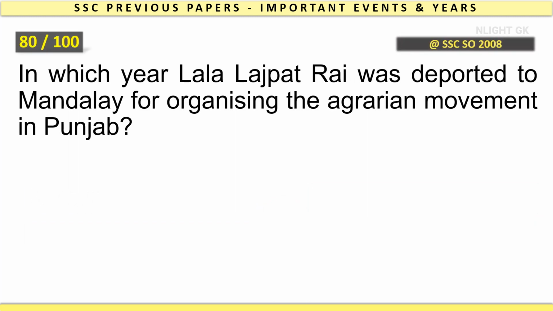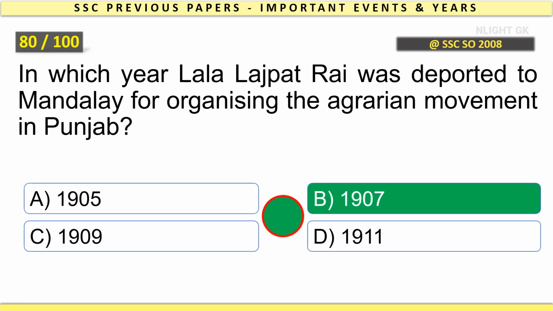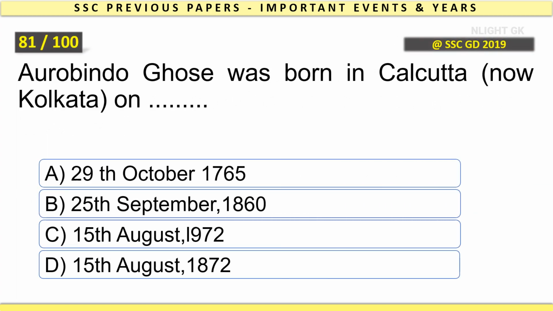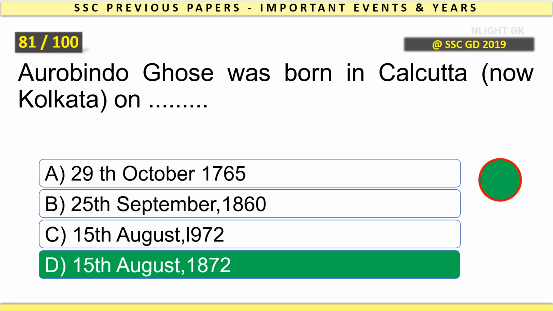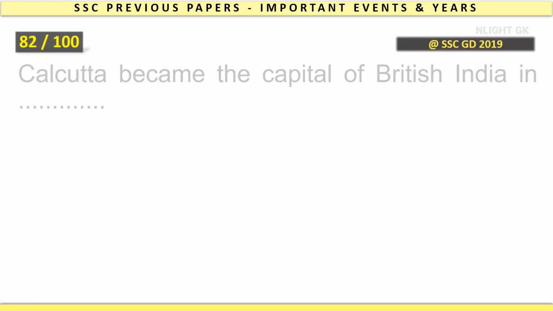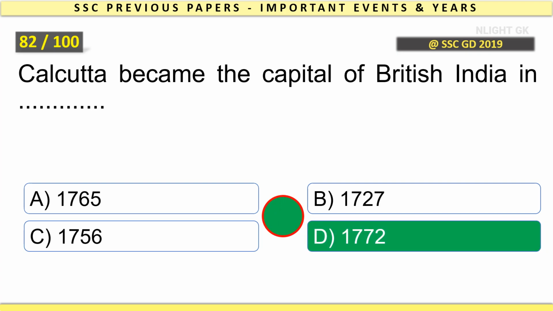In which year Lala Lajpat Rai was deported to Mandalay for organizing the agrarian movement in Punjab? In 1907. Aurobindo Ghose was born in Calcutta, now Kolkata, on August 1872. Calcutta became the capital of British India in? In 1772.